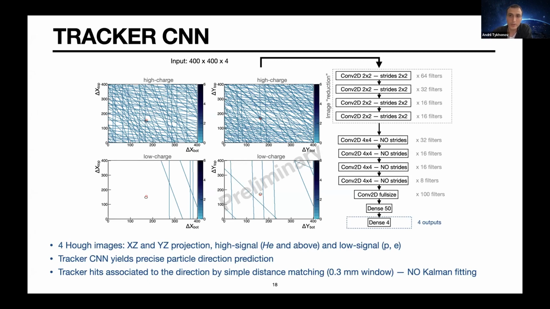Then when this network predicts the particle direction, what we do is we simply take this direction and associate hits in the tracker to this direction. Simple distance matching within a certain window, which in our case is 0.3 millimeters. So we just take the closest hits. And this is our track in the end. Here we don't do any fitting. So there is no Kalman fitting or anything. We just predict direction and then we associate hits to this direction.